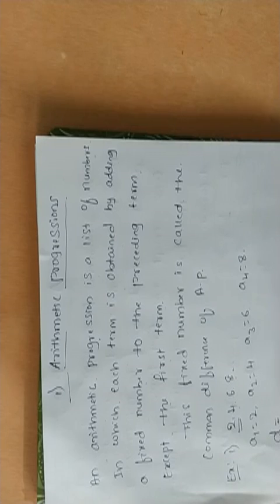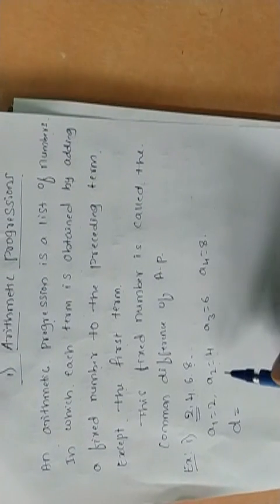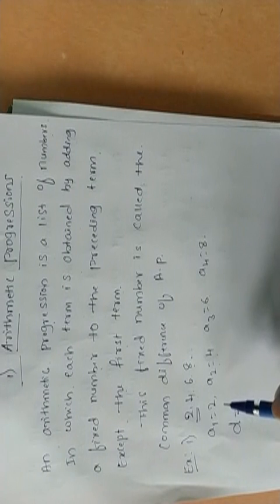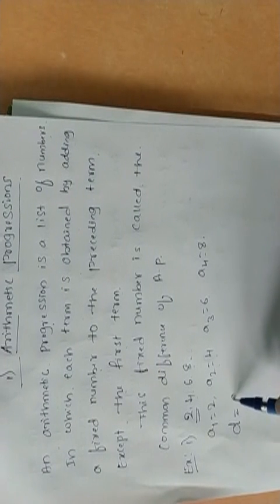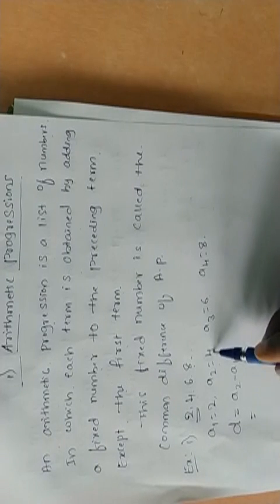So how to find the common difference here? The second term is 4. If you find the common difference, subtract the first term from the second term. That means A2 minus A1. A2, the second term, is 4, and the first term is 2. 4 minus 2, the answer is 2. So the difference D is 2 here.